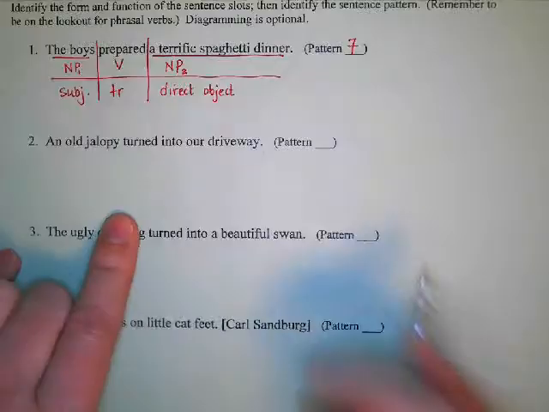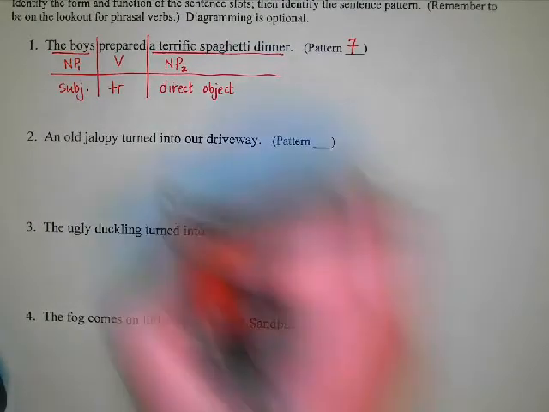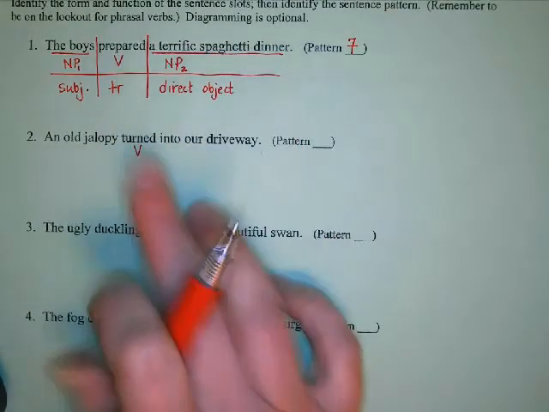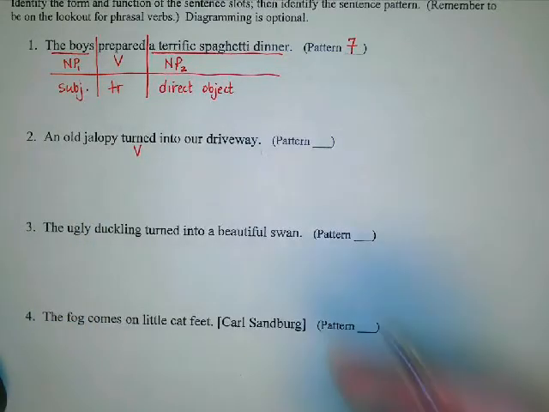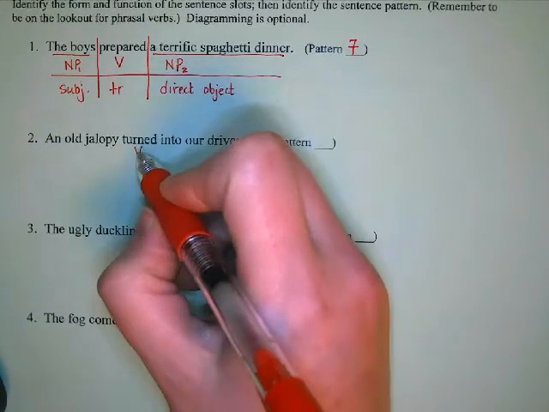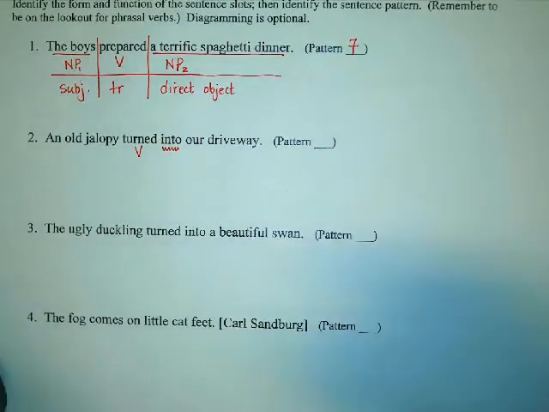Take a look at sentence 2. An old jalopy turned into our driveway. So if we say, what's our verb, right, turned, and you're probably thinking, oh my God, it's exercise 5 again, and that's exactly why I have it here. So you should recognize that turned can possibly be an intransitive that has that particle, or it can be an intransitive without that particle. So we're gonna have to look at the meaning and the movability.